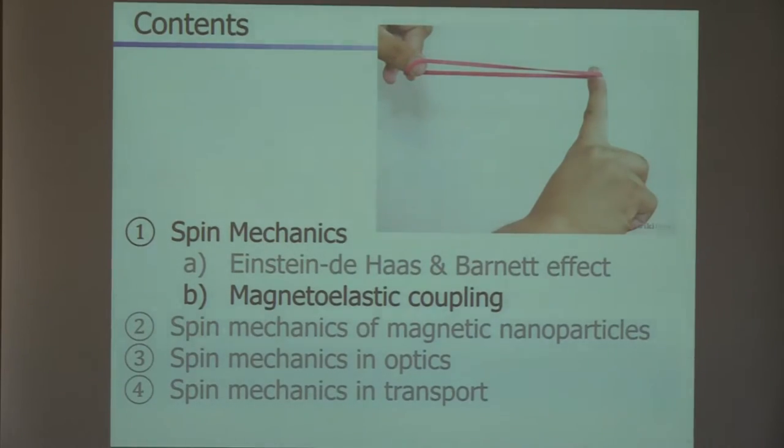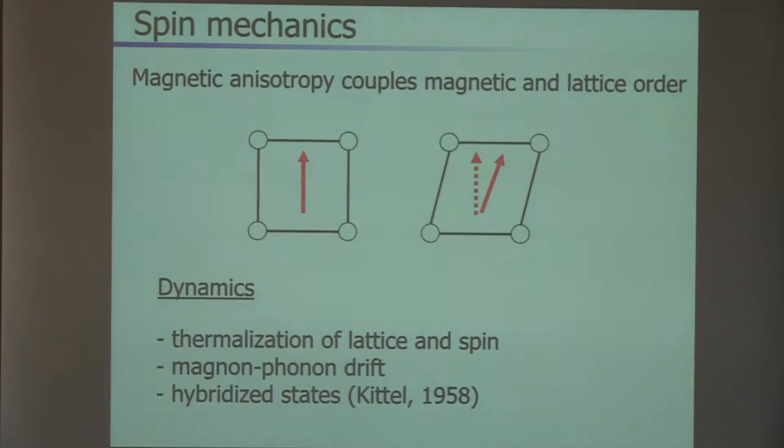Okay, another elementary effect is the magnetoelastic coupling. Now, of course, magnetoelasticity is a very classical effect. It causes, for example, magnetostriction. So we have something like magnetic anisotropy, which couples the spin and the lattice. If you deform the lattice, the magnetization will minimize its energy and go into the same direction.